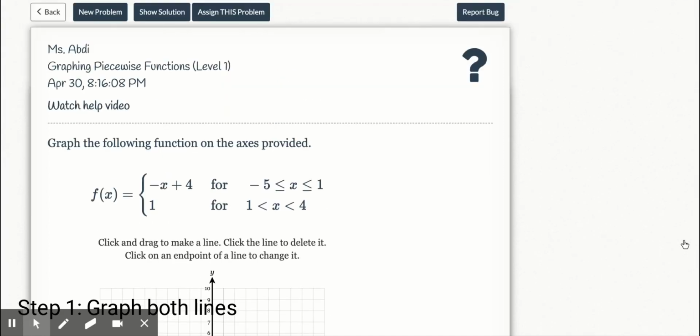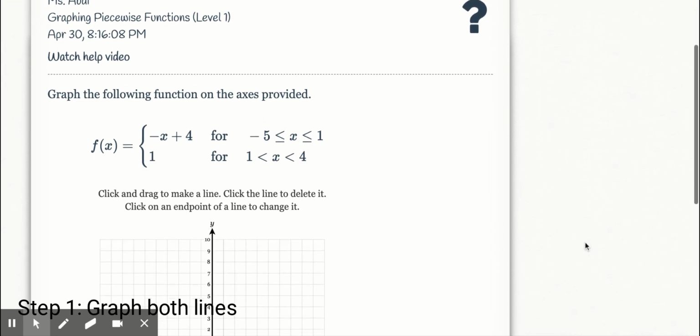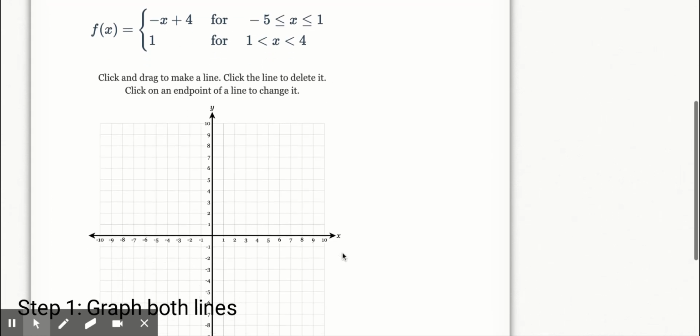I'm just going to go ahead and do some practice problems for the second section of your homework or your assignment that's due tonight. So what I want you to do first when you see a piecewise function is to graph the lines. So graph the lines, pay no attention for now to the given domains.